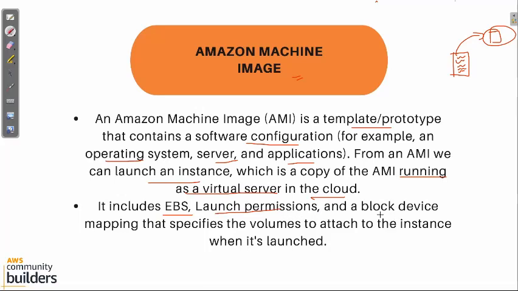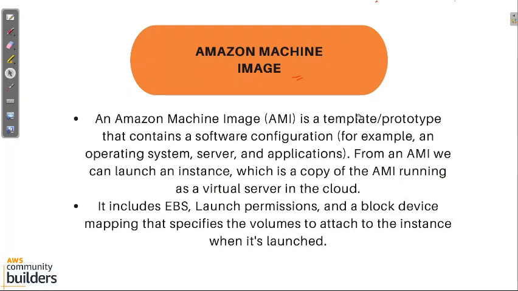The permissions, and a block device mapping that specifies the volumes to attach to the instance when it's launched. Basically, this means the storage part, where we are going to store it. So these are the things that are there. I hope you are getting the brief idea of what an AMI is.